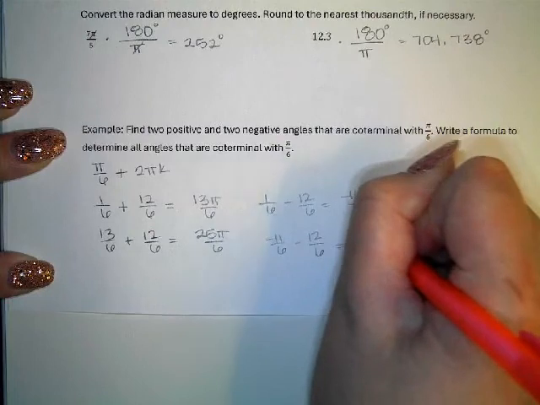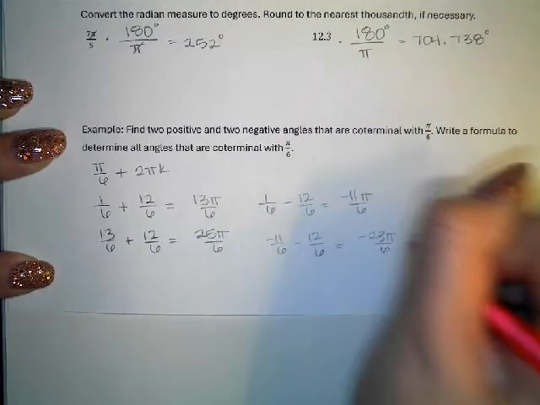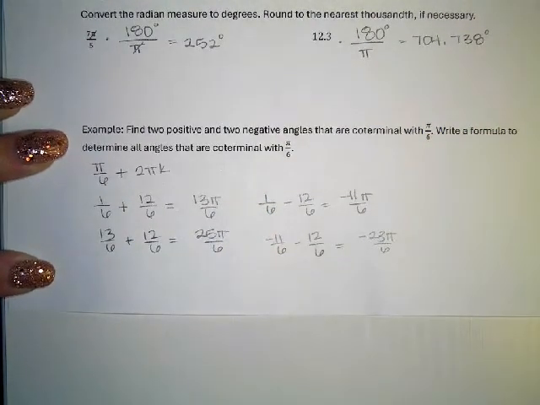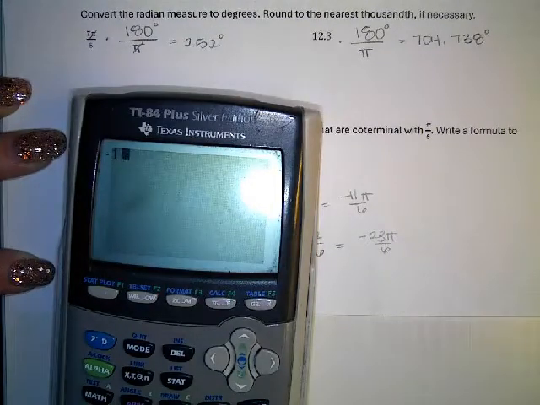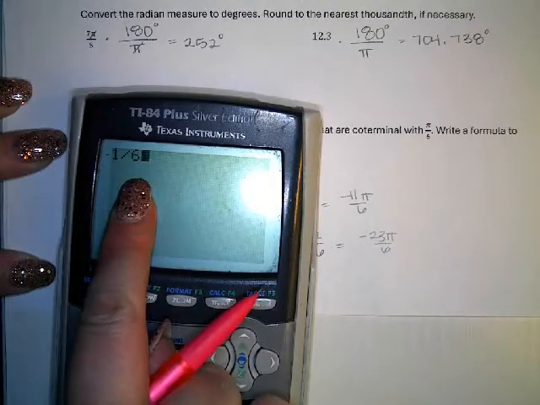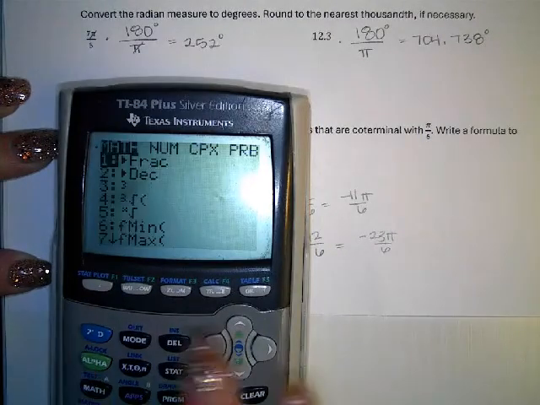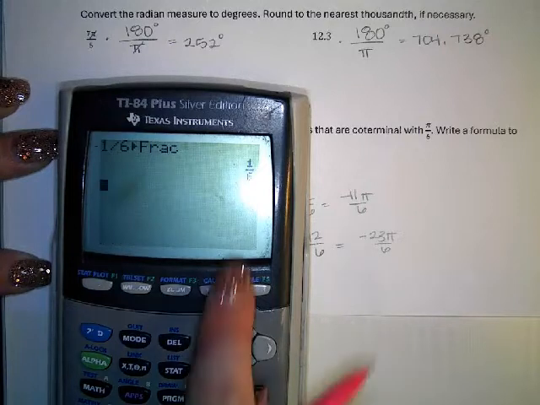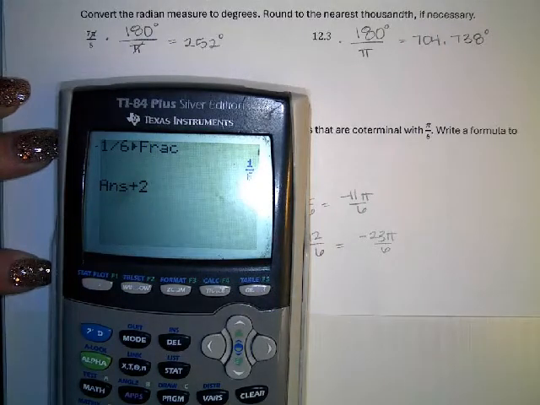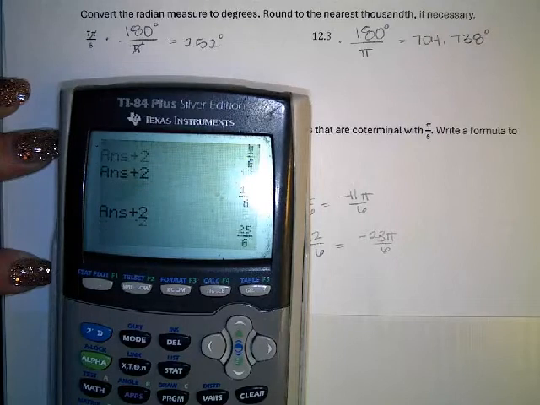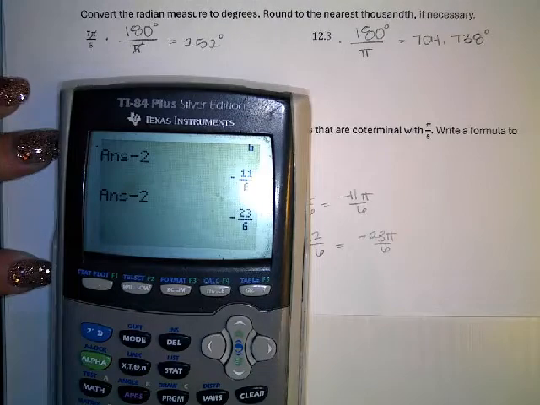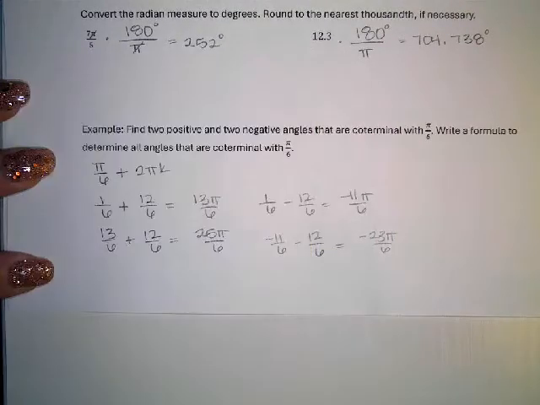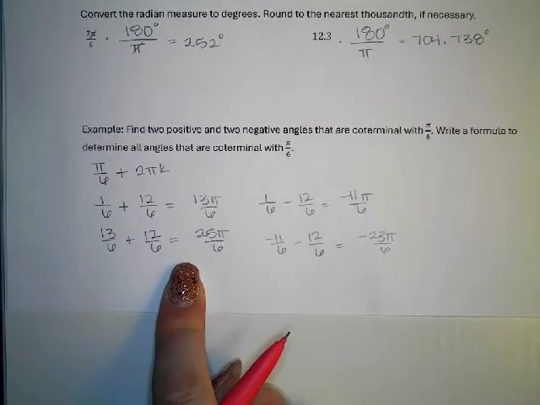And of course, if you don't want to have to do the fractions by hand, you can always do them in your calculator. So if I type in 1 divided by 6 like this, and hit the math button and turn it into a fraction, then if I add 2, it'll keep those as fractions for me. And I can subtract 2, negative 11/6, negative 23/6. So the key here is just to remember not to type in the pi. If you do that, your calculator has to leave it as a decimal.